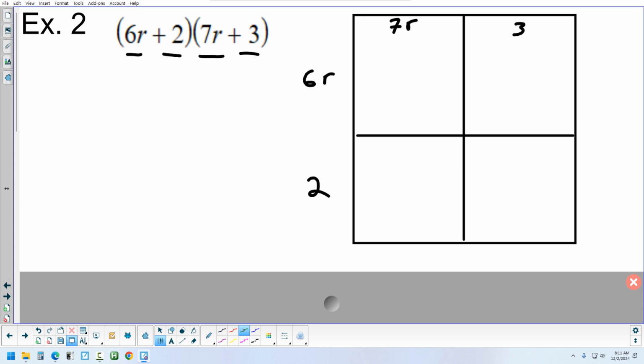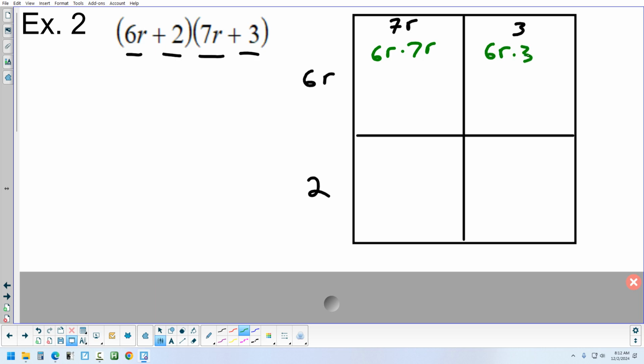So you don't have to give me the final answer. Just tell me what I'm going to do. What am I going to multiply together in the first box? 6r times 7r. Yep, I'm going to do 6r times 7r. So we get ready to do that one. What am I going to multiply in the upper right box? 6r and 3. Yep. Okay, so we got to do that one out.